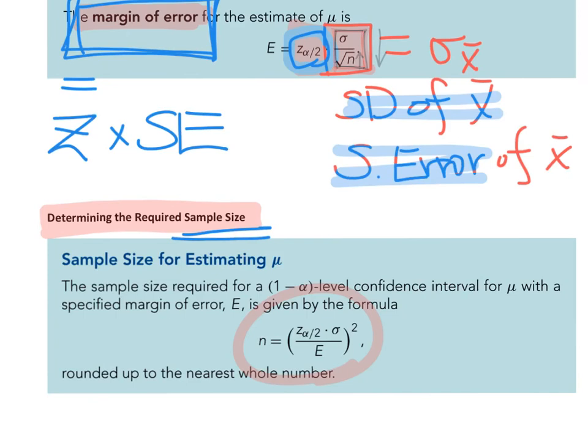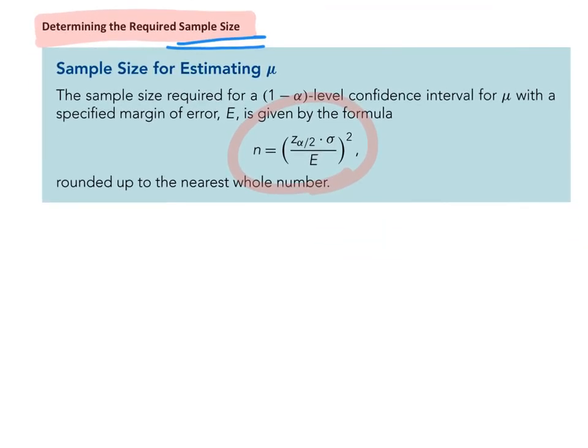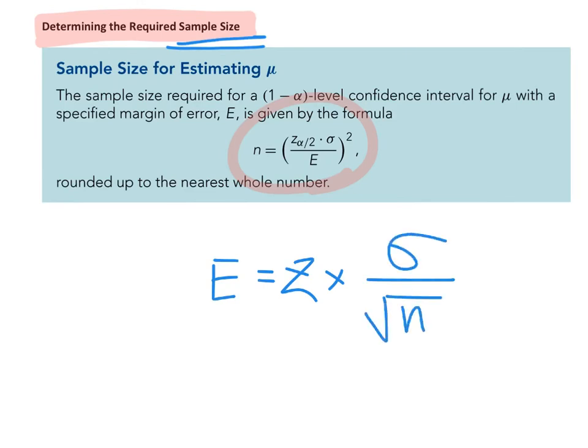But look at this. The margin of error was a constant, the z-score, times sigma over square root of n, the standard error. Let me write it again here in the middle. The margin of error E equals the z-score times sigma over square root of n.